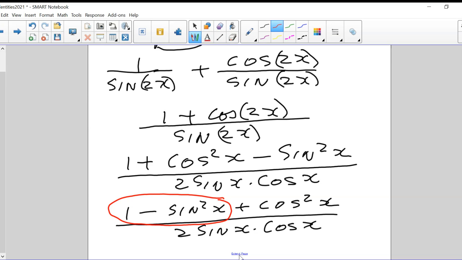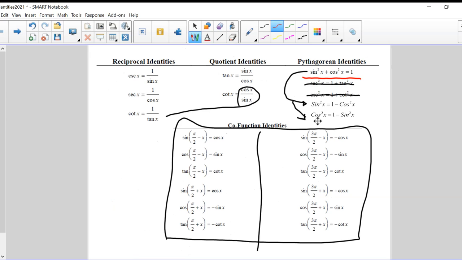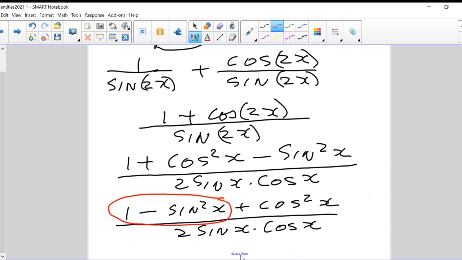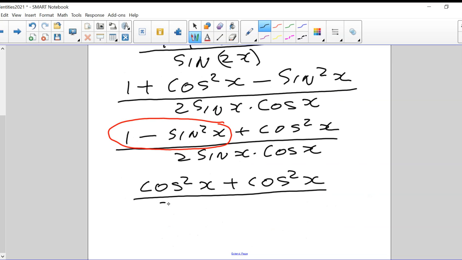Okay, so it sounds like, and I'll take it back to the first page, because one of the identities that we talked about was this, that cos squared x is equal to 1 minus sine squared x. I'm pointing to it right now. So if I have 1 minus sine squared x, that's cos squared x. So I'm going to replace that 1 minus sine squared x, the thing in the red circle, and now call that cos squared x. So that's cos squared x plus another cos squared x all over 2 sine x dot cos x.